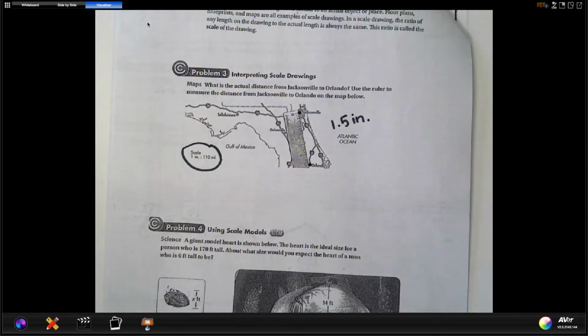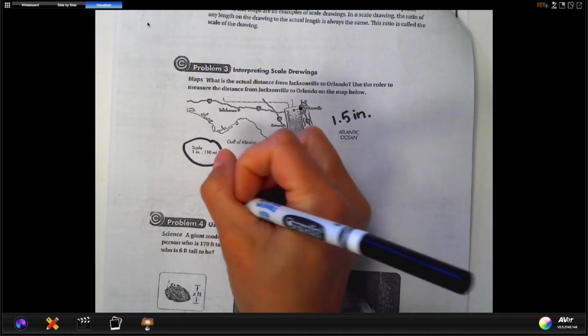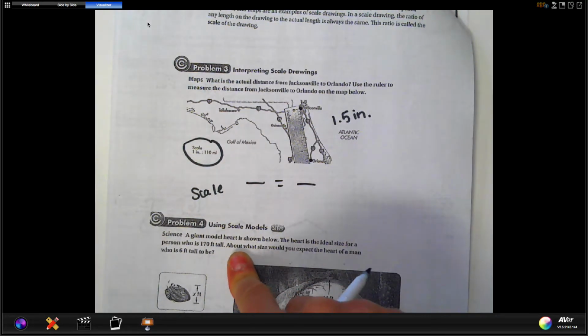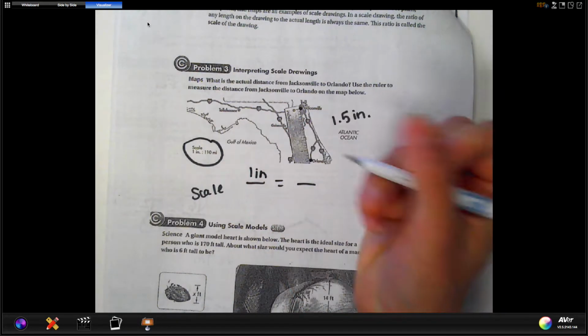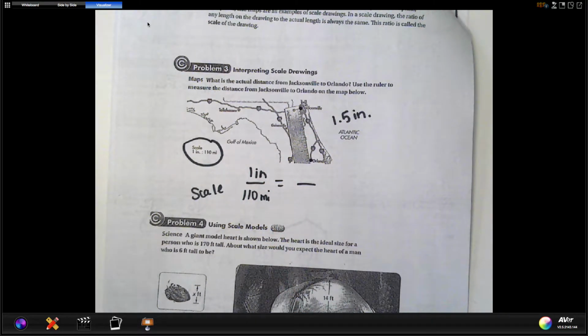And so what you do, and I think there's multiple ways to set this up, what I feel like is the easiest way is to set up a proportion and put the scale in the first one. Because normally you get the scale, but sometimes you're asked to figure it out. So 1 inch on the map is equal to 110 miles. I put the scale in the first one. Now, you can do it in the second one, too, if you want to. It'll give you the same answer. And then you fill in your other piece of information.